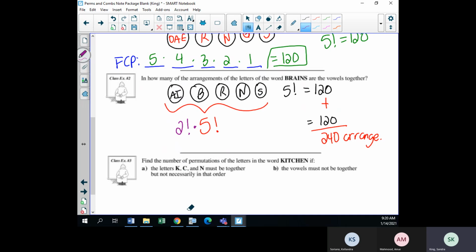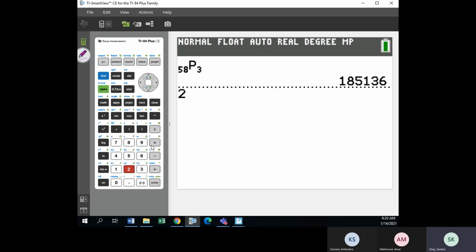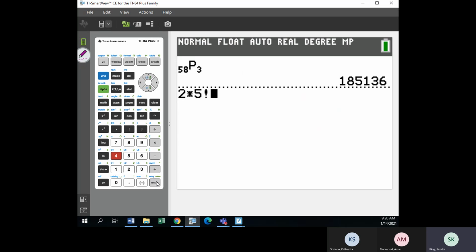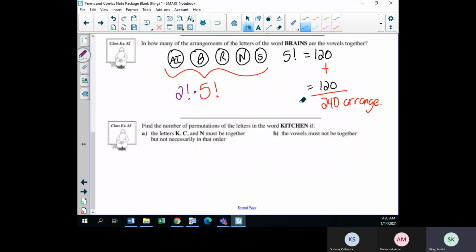Okay? And on your calculator, we don't even have to type in 2 factorial, because what is 2 factorial? You could do this in your head. It's 2 times 1, which is 2. So on my calculator, I'm just going to type in 2 times 5 factorial, and watch what I would get. Number 4, 240. So I'm going to show you now with the word kitchen. Okay, so we're going to look at class example number 3.